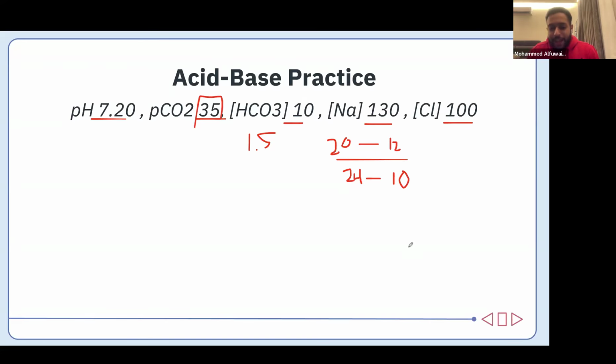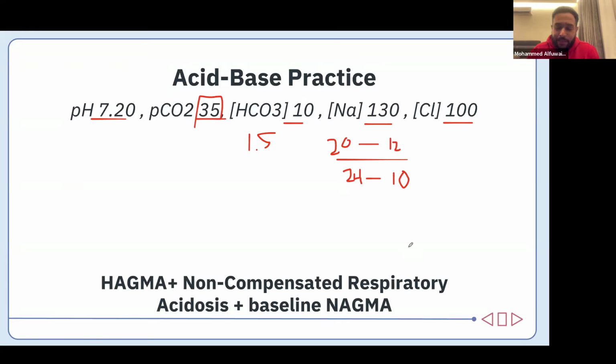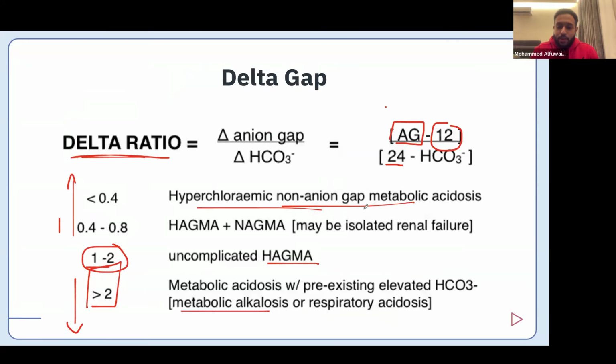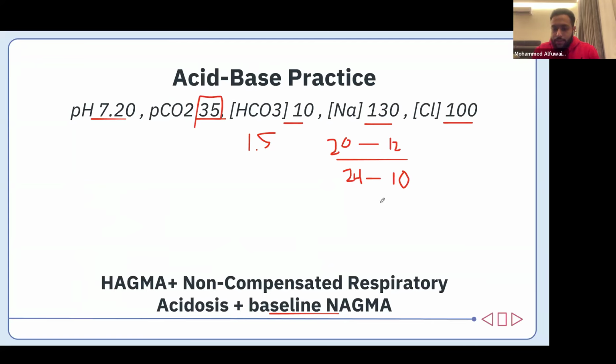The final diagnosis is they had high anion gap metabolic acidosis plus non-compensated respiratory acidosis plus baseline non-anion gap metabolic acidosis. When on earth will this happen? Why did I say baseline normal anion gap? Because the delta ratio is less than 1. This tells me that it is also a non-anion gap metabolic acidosis. HAGMA is high anion gap metabolic acidosis, just so you know.